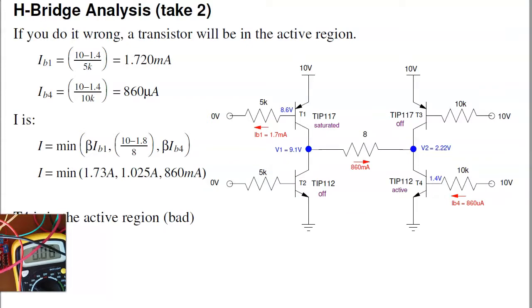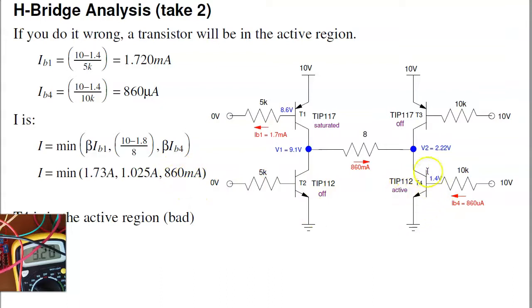If you do it wrong, a transistor won't be saturated. Ideally, I want these to be on or off. They're switches. If I do it wrong, like make this base resistor too large, then the current is the minimum of the 3 currents. Again, transistors are current limiters. Transistor 1 limits the current to beta IB, 1.73 amps. The 8-ohm resistor limits the current to 1.025 amps, like before. This transistor T4 now limits the current to beta IB, 860 milliamps.